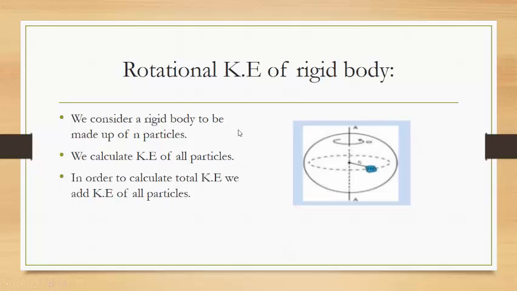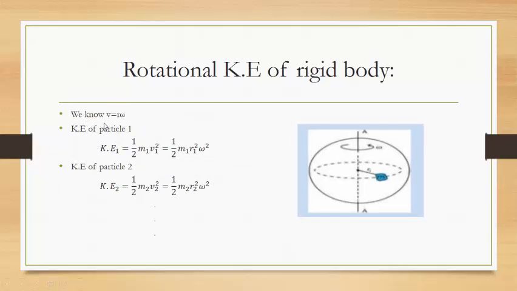Now we will find rotational kinetic energy of a rigid body. First of all, we will consider a rigid body which is made up of n particles. There are n particles present in the rigid body. We will calculate kinetic energy of all these particles. In order to calculate total rotational kinetic energy, we add kinetic energy of all these particles which are present in the rigid body.